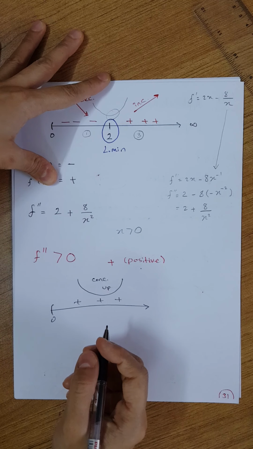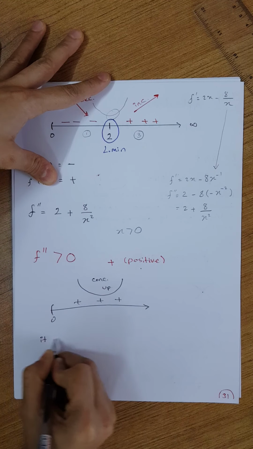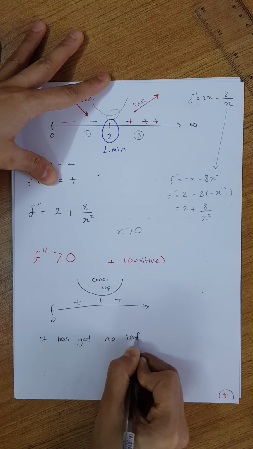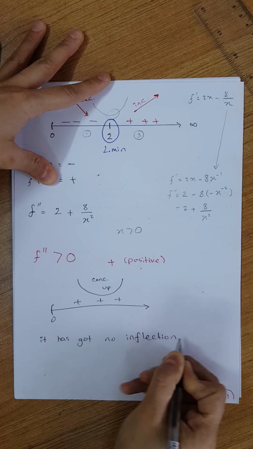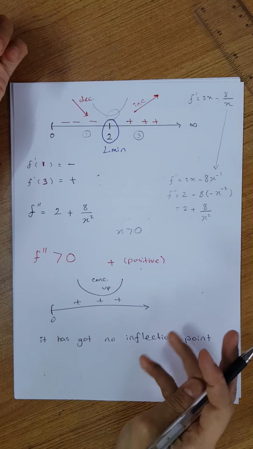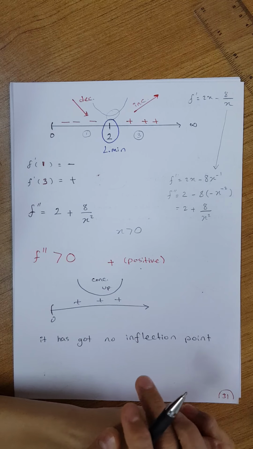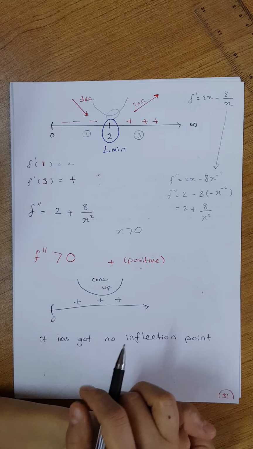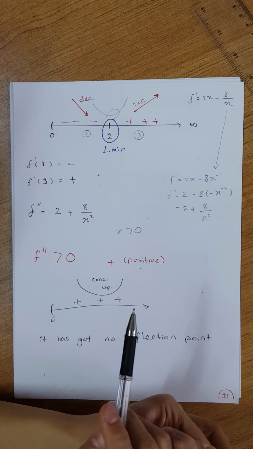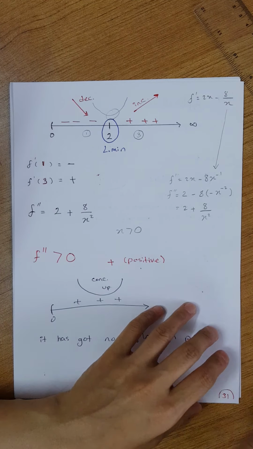Does it have any inflection point? It has got no inflection point, because the function that I have got is always concave up. It doesn't change concavity. You know that an inflection point is a point where concavity changes. But since the function here does not change concavity, it is always concave up, always a cup facing up. That means the function has got no inflection point. Okay, so that was an easy example, I think.